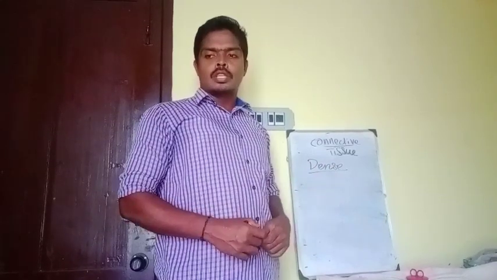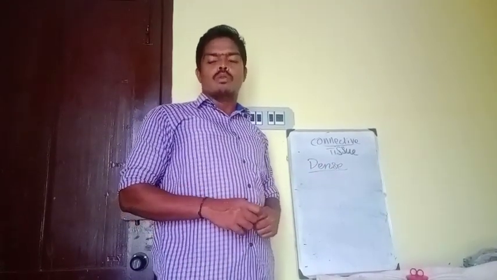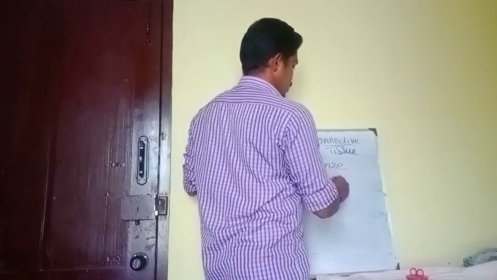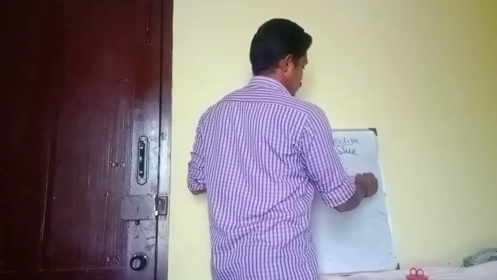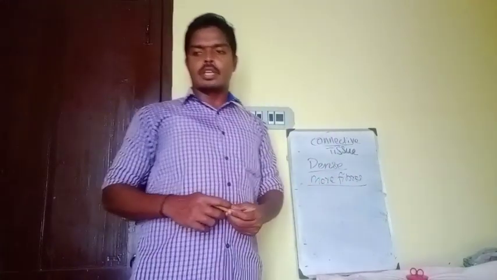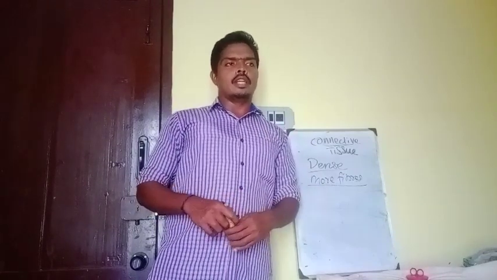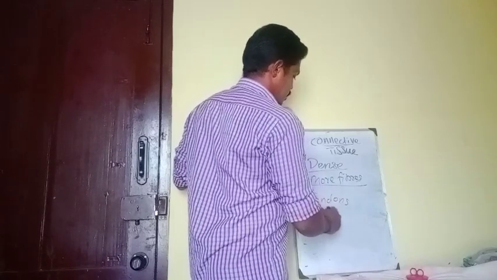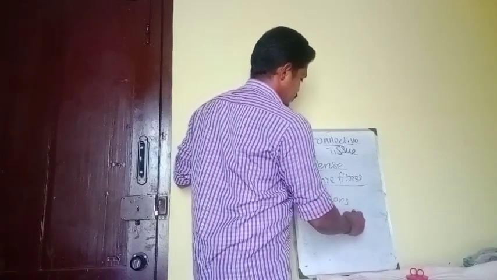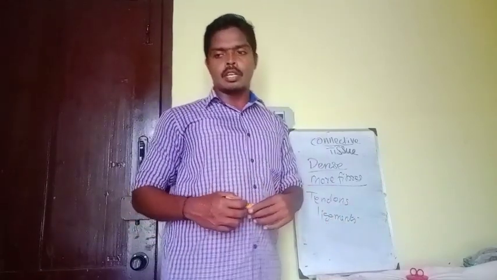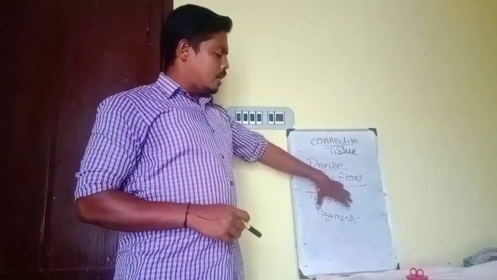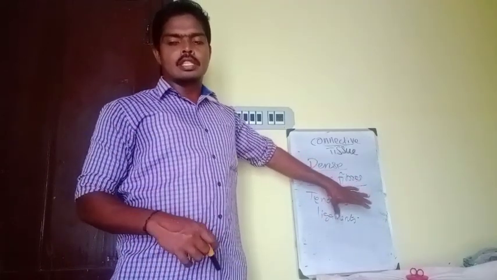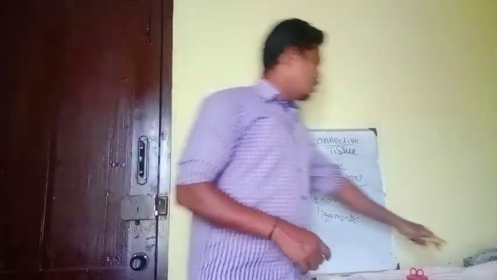Then coming to dense connective tissue. Dense connective tissues have more fibers than the loose connective tissues. There are two types of dense connective tissue. They are tendons and ligaments. Tendons and ligaments are two dense connective tissues present in our body. The first one is tendon.